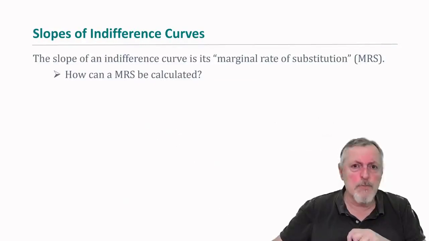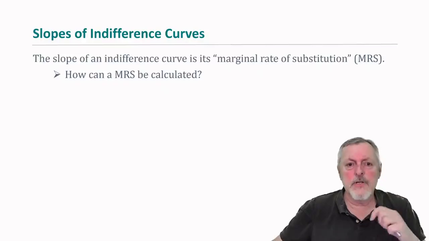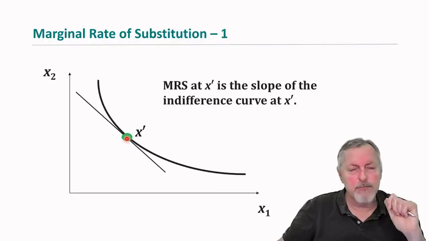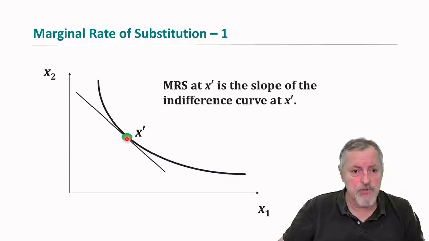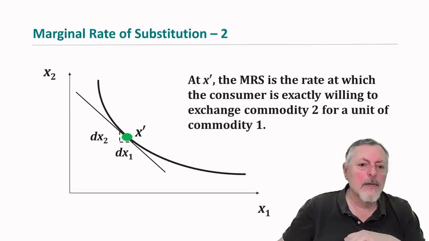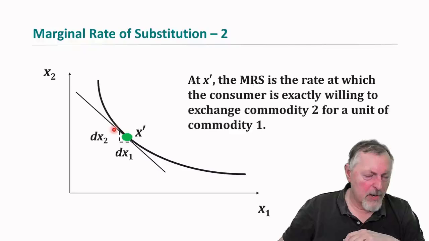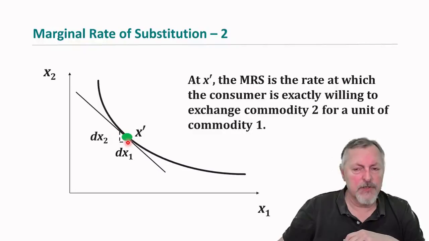Now, the slope of the indifference curve is the marginal rate of substitution. At consumption bundle X, the rate at which you are willing to exchange commodity 1 for commodity 2 is the slope of the indifference curve. That is the marginal rate of substitution. An incremental change in the quantity of commodity 1, incremental change in the quantity of commodity 2 is the slope of the line tangent to the indifference curve at that point.